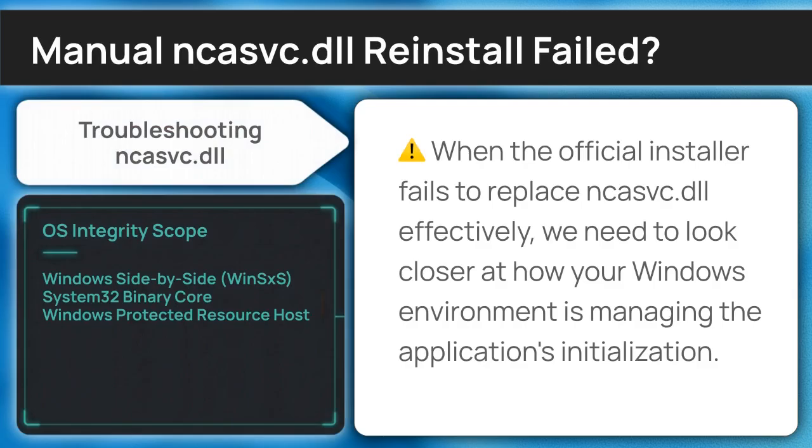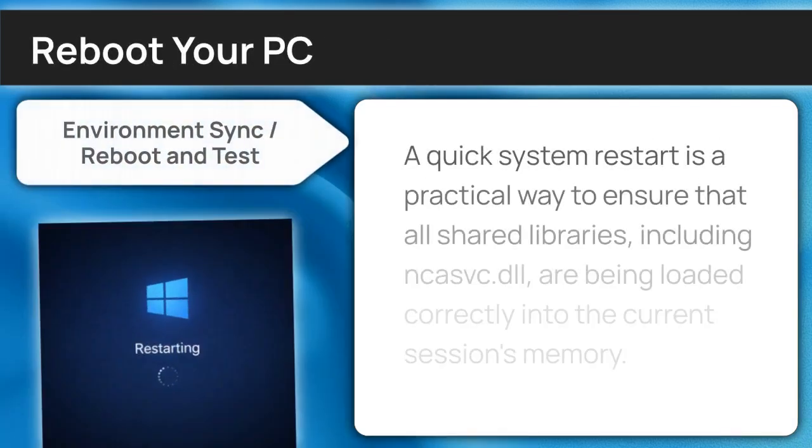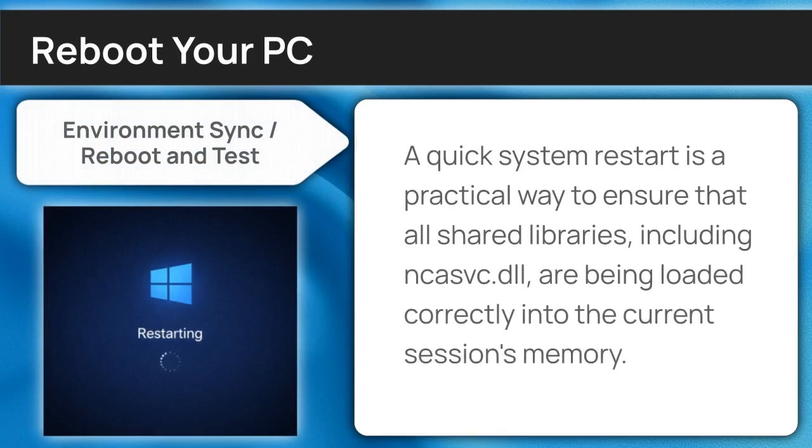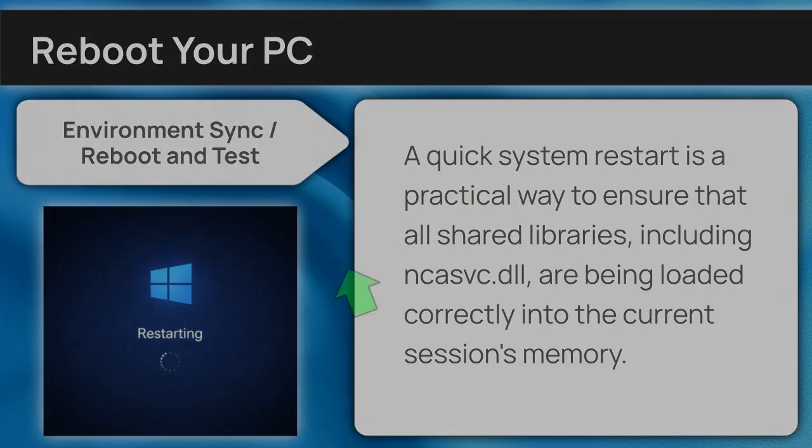If the setup package didn't provide a resolution, we need to look under the hood at how your system handles current session configurations. Performing a restart can determine if the error is just a transient environment glitch. A reboot refreshes your system's path variables and can sometimes re-establish a broken link to the Network Connectivity Assistant file.